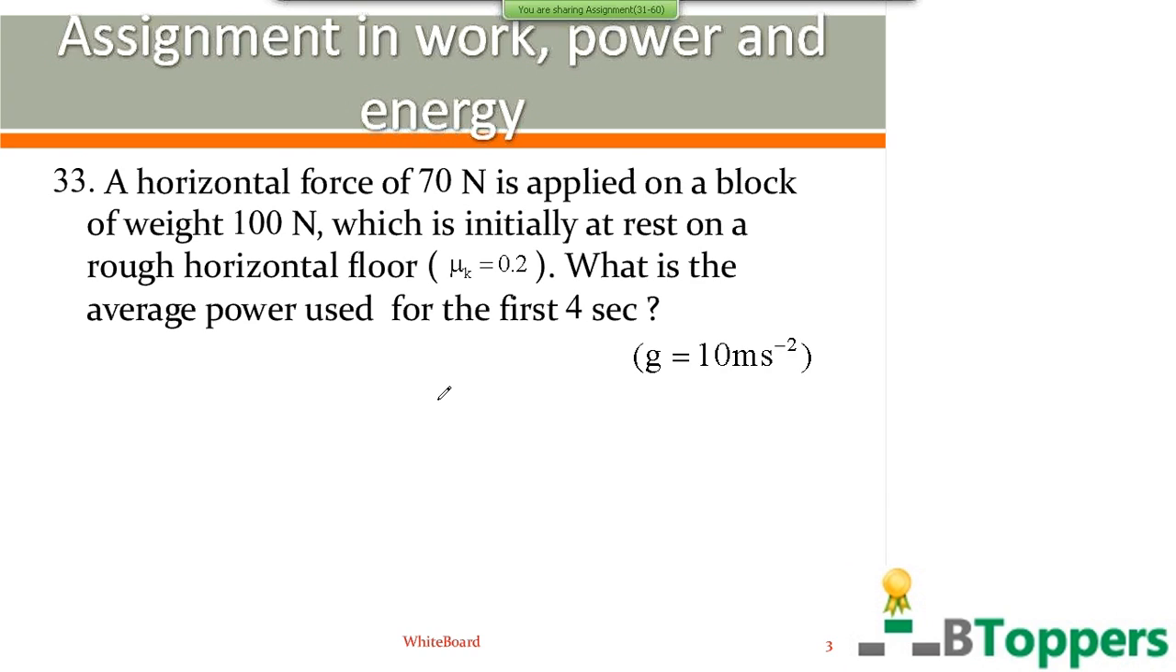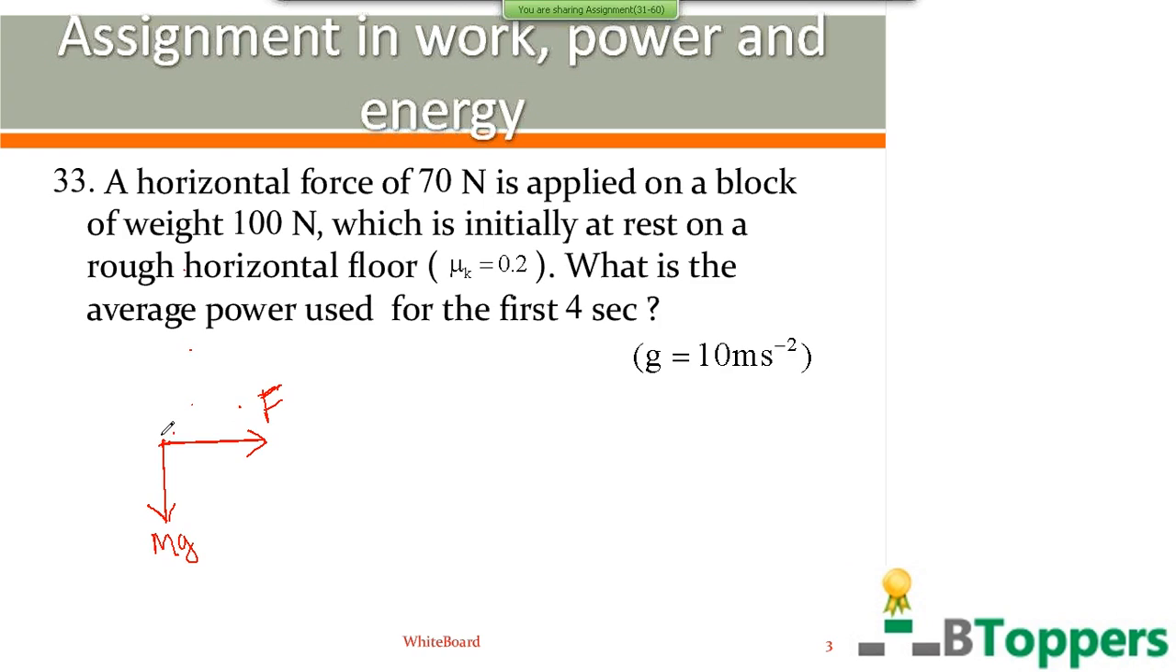The first external force which acts on the block is its weight mg, which is the gravitational force on the block by the earth. Then let capital F denote the horizontal force applied on the block by the external agent, whose magnitude is given as 70 newtons.